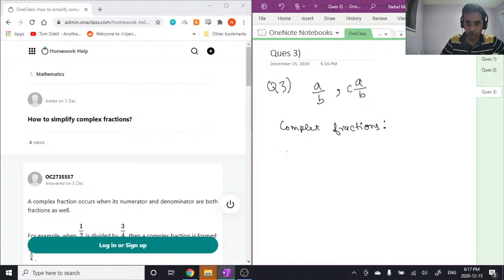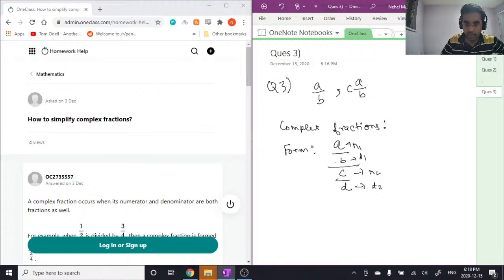So they would be of the form a over b divided by c over d. Okay, so you have two fractions divided by each other. So the way to simplify this is essentially you would be looking at, so this is the numerator 1, so if you want to call it n1, n1 is the denominator 1, this is numerator 2, this is denominator 2.